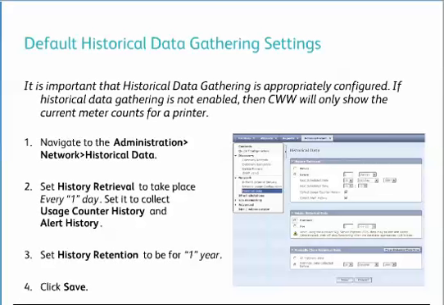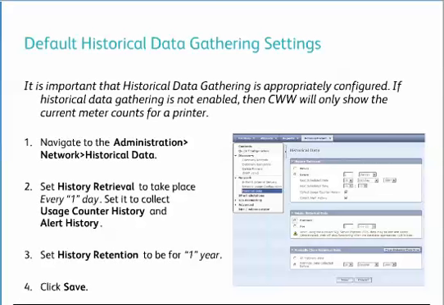Second, set History Retrieval to take place every 1 day. Setting the historical data retrieval to occur once a day is normally a best practice setting, as it ensures that the page count meter is collected on each day. Set history retention to be for 1 year.